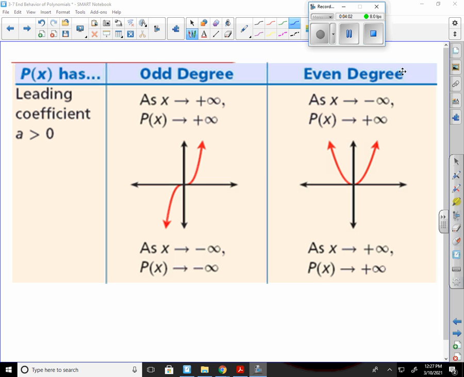If we're talking about even degrees, as x goes to negative infinity, so as my x's get further and further away from the y-axis, then my y goes to infinity as well. And as x goes to infinity, my y goes to infinity.